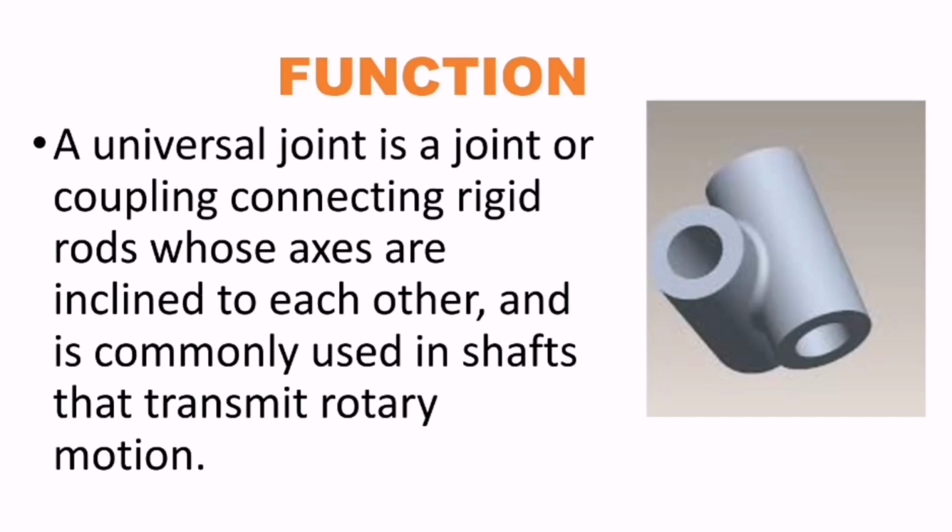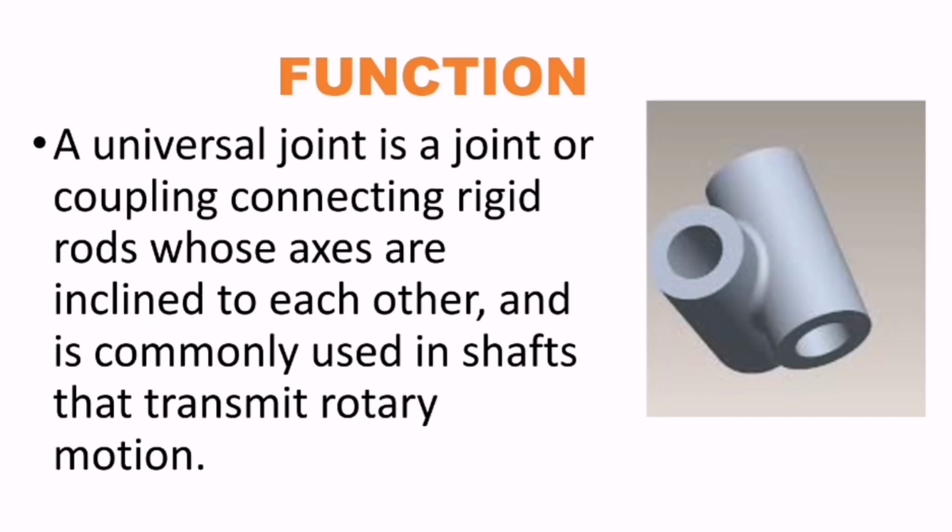Let's see what is the function of a universal coupling. A universal joint is a joint or a coupling connecting rigid rods whose axes are inclined to each other, and is commonly used in shafts that transmit rotary motion. Generally, these are used in rotary motion applications, and also when the axes of two shafts are inclined. So, in the side figure, we can understand that when the axes are inclined to each other, then we use this universal coupling.